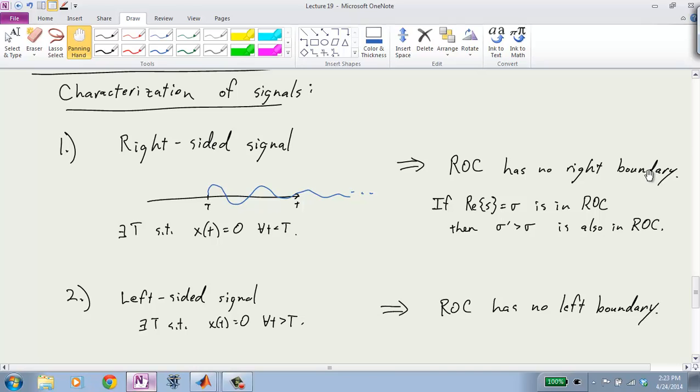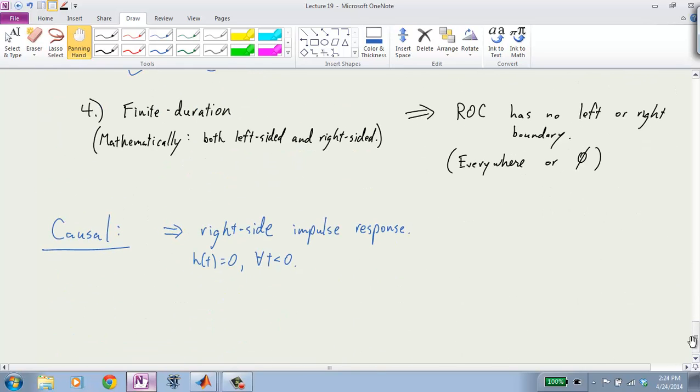It has no right boundary. Okay, so for causal systems, the region of convergence is always to the left of some value, or nothing, or everything, but it's not going to have a right boundary. Okay, so that's good to remember.